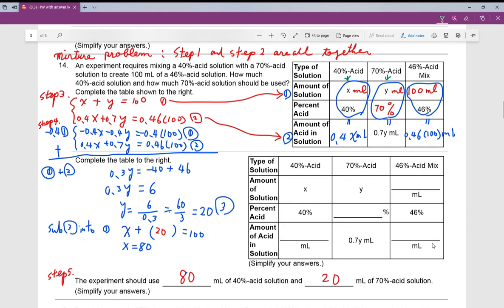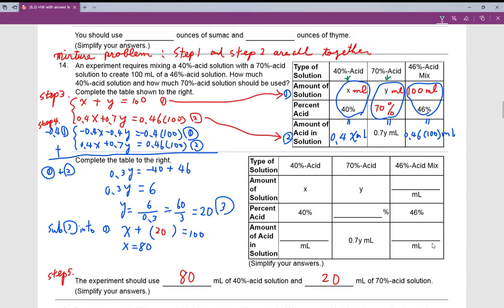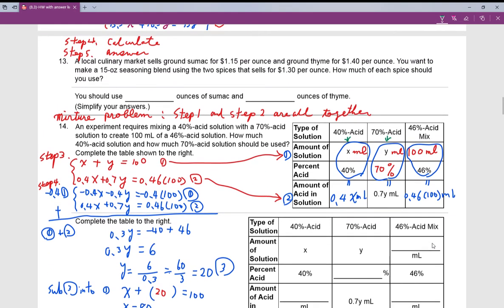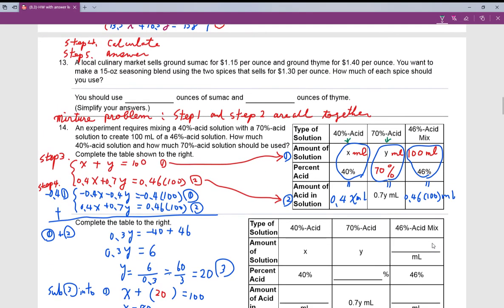A mixture problem basically is you have two types of solution you want to mix together to become a different type of solution. Now let me draw a picture for you so you can understand better. I need more space. Okay.